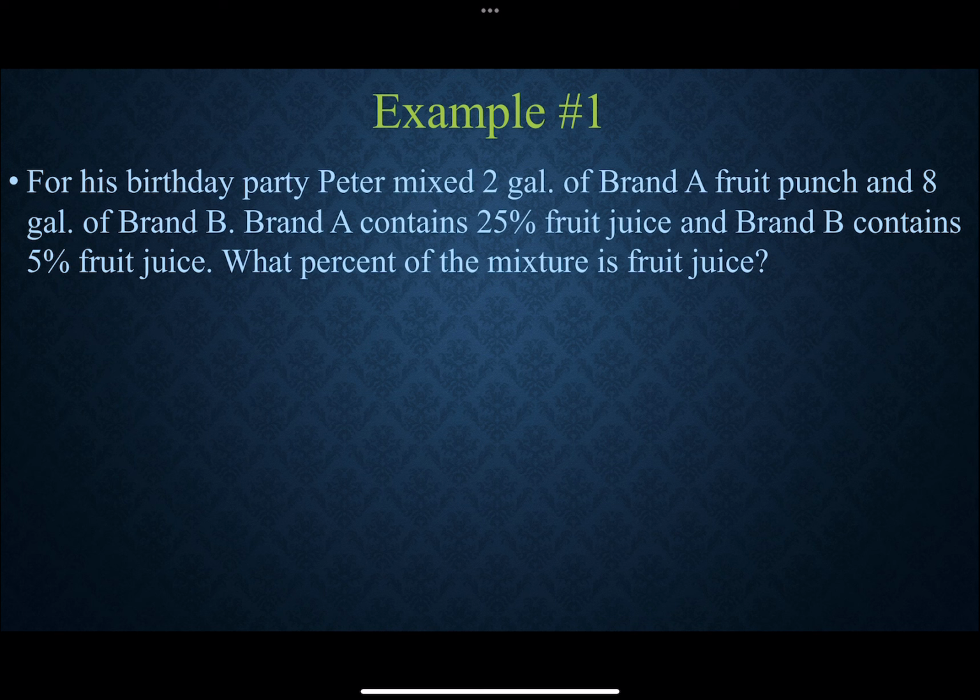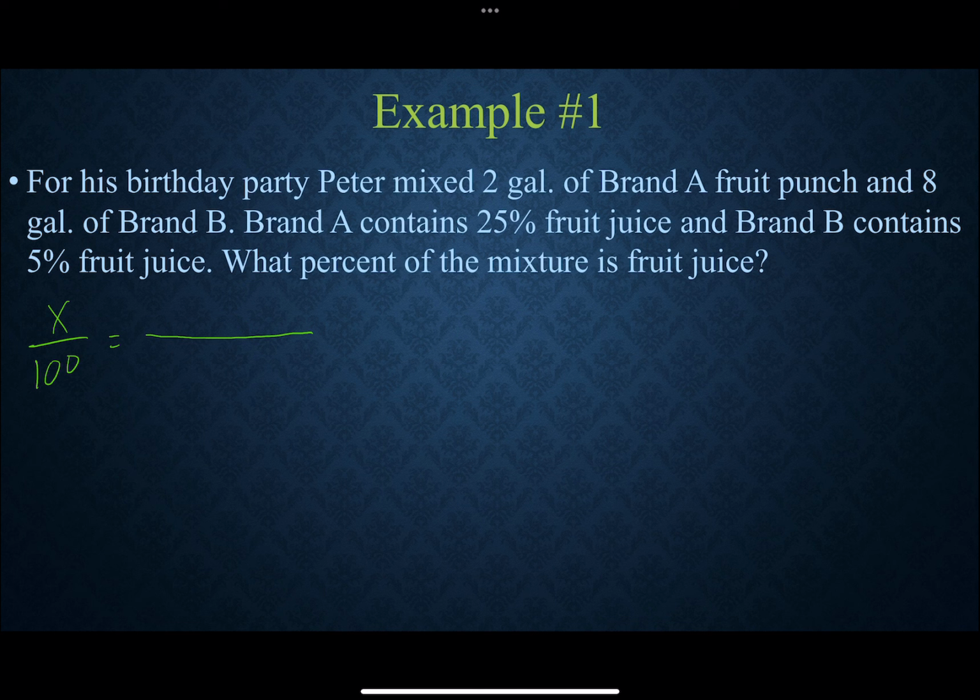So, for his birthday, Peter mixed 2 gallons of brand A fruit punch and 8 gallons of brand B fruit punch. Brand A contains 25% fruit juice and brand B contains 5%. What percent of the mixture is fruit juice? So the idea is we're trying to find the percent mixture. So that's our x over 100.